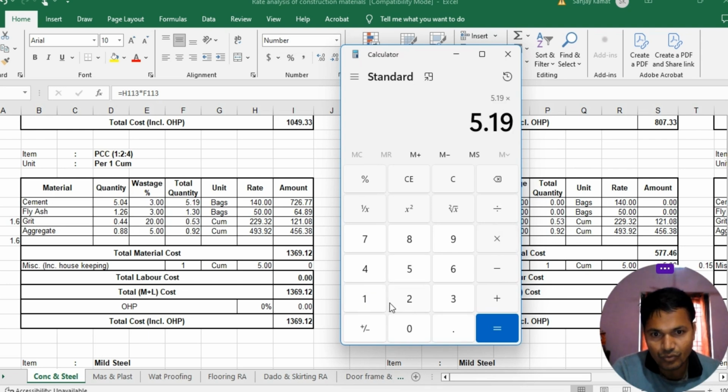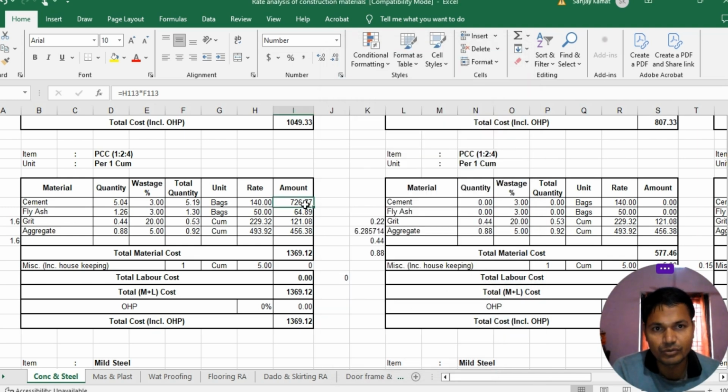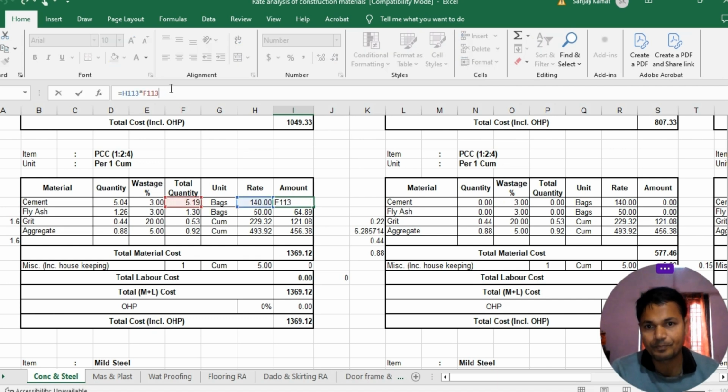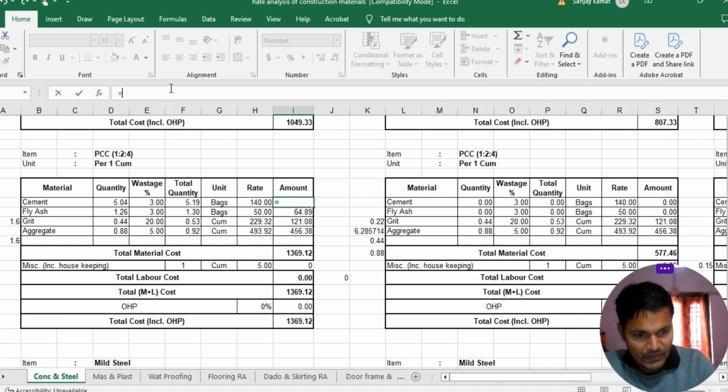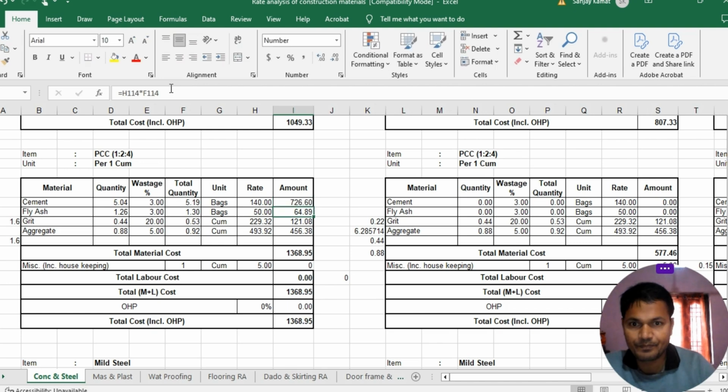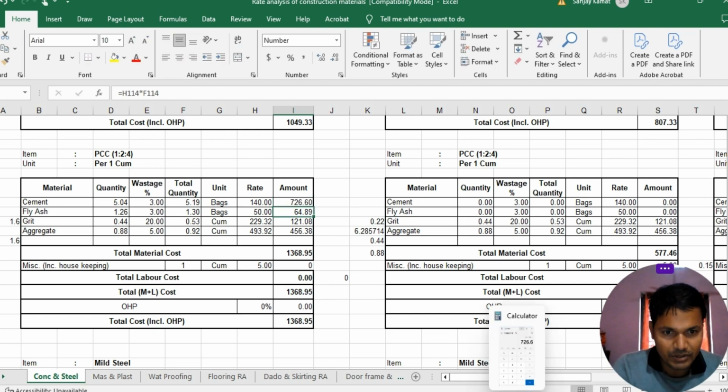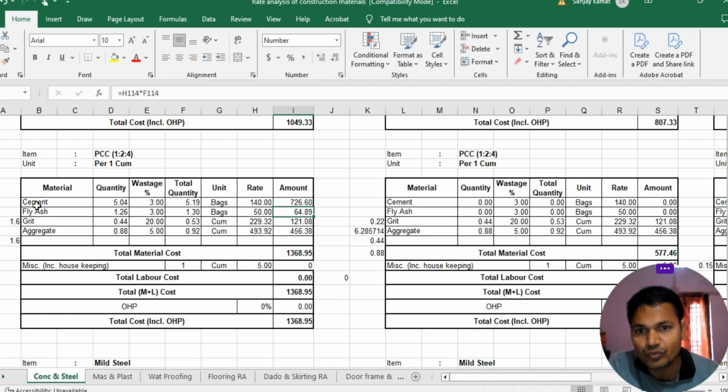5.19 into 140. How much? 700. 726.66. We have to edit this 26. 726.6. Okay, 726.6 only. So write this much only.